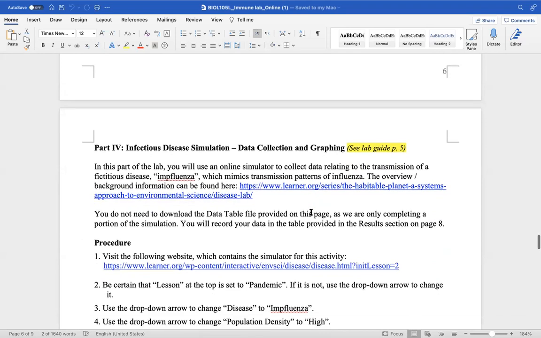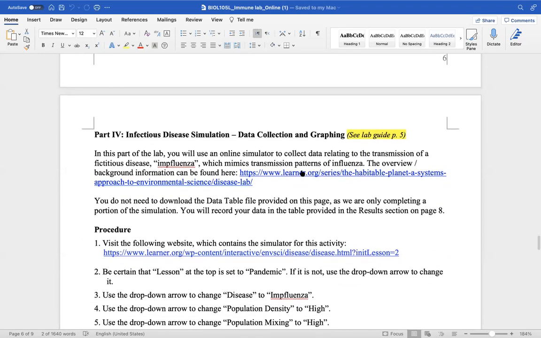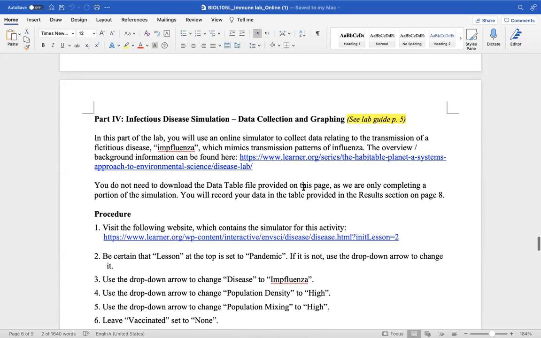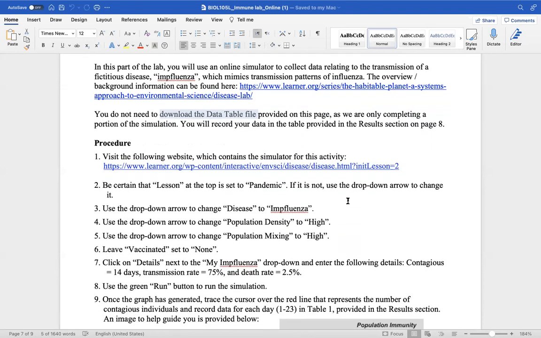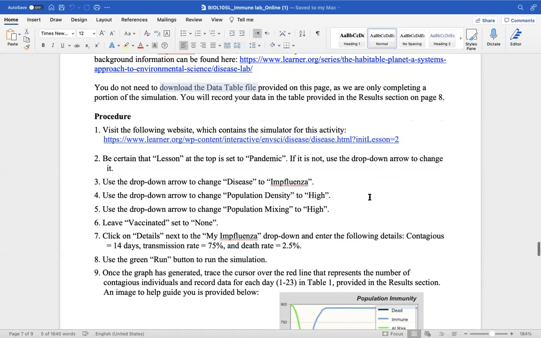And then the last part, we will do an online simulation using an infectious disease simulation showing the transmission of a fictitious disease. So this is not real, it's fictitious influenza, which mimics the transmission patterns of influenza. The overview background information can be shown here. You do not need to download the data table file provided on this page. We're only going to complete a portion of the simulation, and then you'll record your data in the table provided.